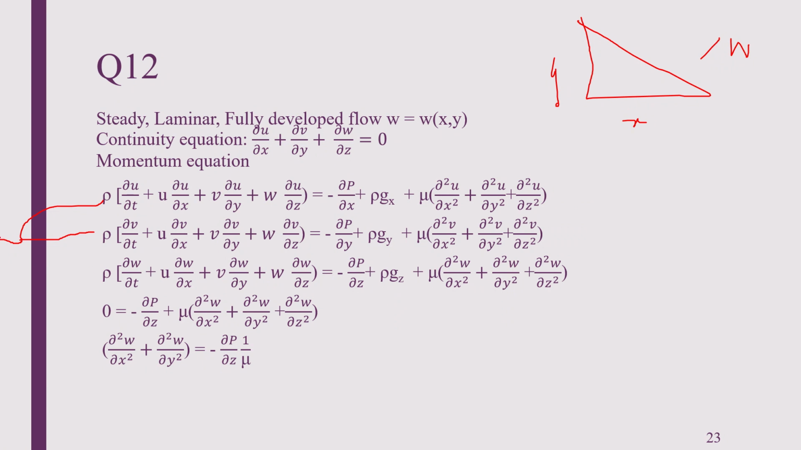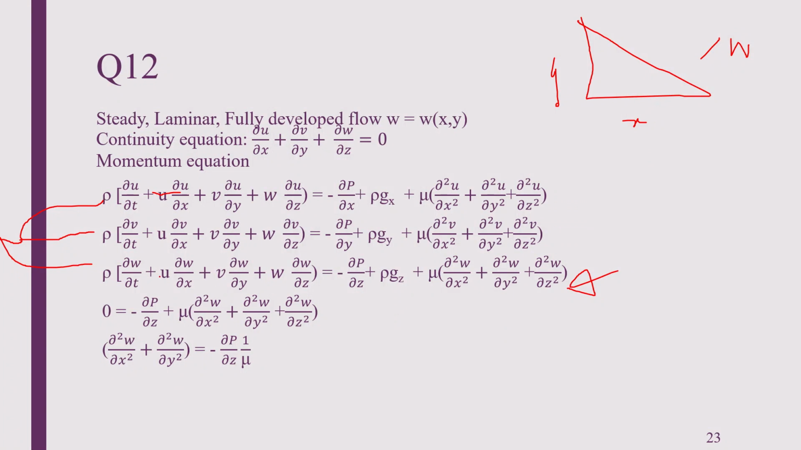Similarly, we have rho times dou w by dou t plus u dou w by dou x plus v dou w by dou y plus w dou w by dou z is equal to minus dou p by dou z plus rho gz plus mu times dou square w by dou x square plus dou square w by dou y square plus dou square w by dou z square. Since we have only the w component velocity, which is a function of x and y, the remaining equations do not influence much. So we take the third equation for the momentum conservation.